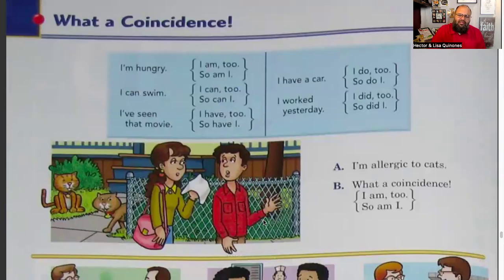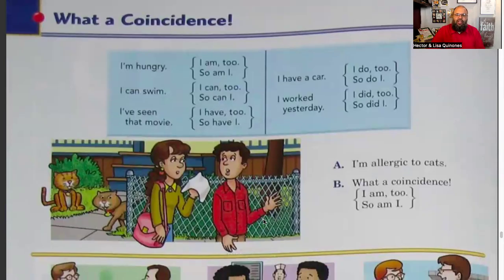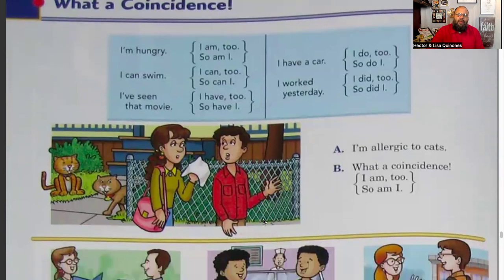What a coincidence. So let's put some of these connectors into use. I'm hungry. I am too. So am I. Please repeat after me. I can swim. I can too. So can I. I've seen that movie. I have too. So have I.